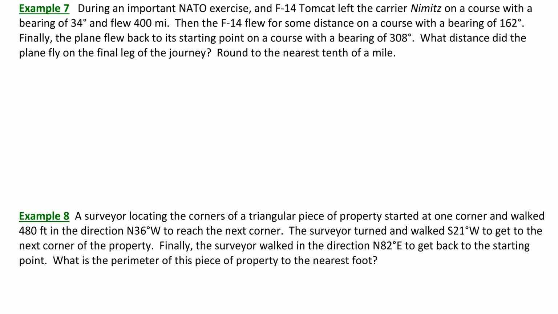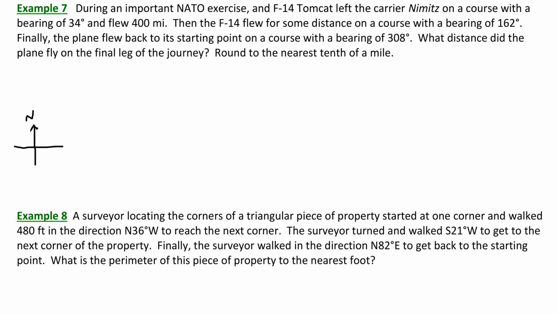In example 7, we will examine air navigation. During an important NATO exercise, an F-14 Tomcat left the carrier Nimitz on a course with a bearing of 34 degrees and flew 400 miles. Now, as we go through the information in this problem, let's map out a diagram representing the path of this F-14. Since this is air navigation, all bearing will be measured from a ray pointing due north.